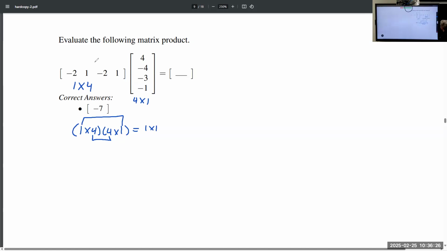Now, we're actually asked to find what that value is. Here's maybe not the best first example, but it's our first example. You're going to do row by column, okay? So we know we're going to end up with a 1 by 1. But how do you do it?